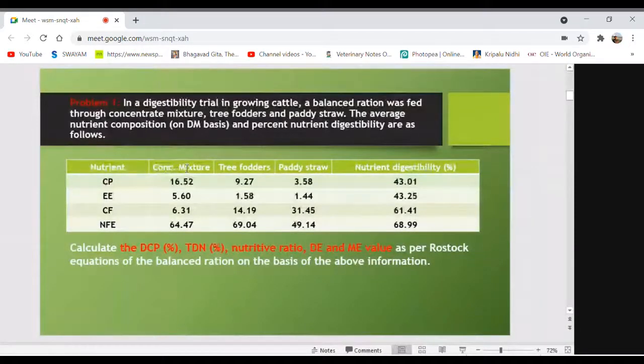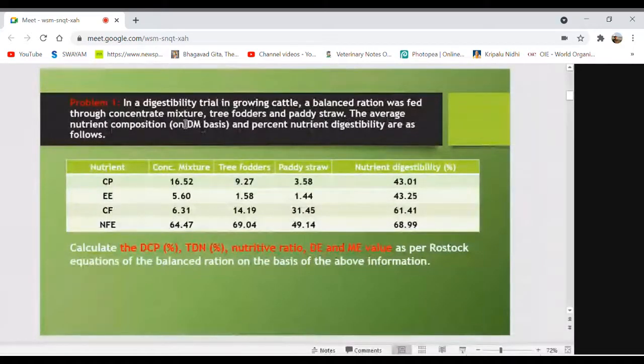Concentrate mixture was fed because it is a ruminant animal, dairy cattle. Growing cattle is a ruminant animal, so we have to provide roughages along with the concentrate. Okay, and in this case, it was given concentrate mixture along with tree fodder and paddy straw. And the average nutrient composition on dry matter basis, here it is given on dry matter basis, so you need not convert from fresh basis to dry matter basis.